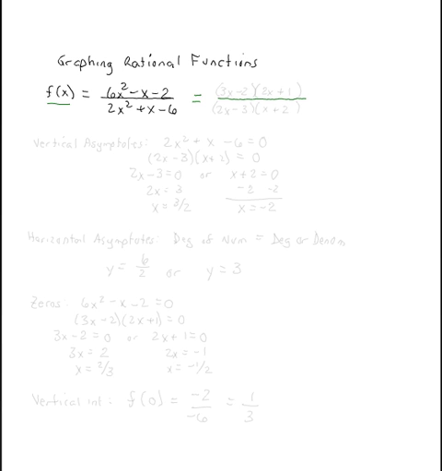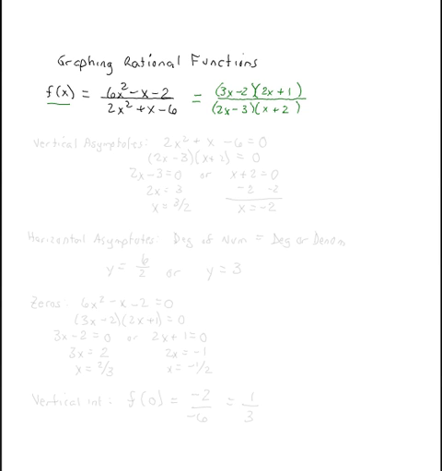6x squared minus x minus 2 is indeed factorable: 3x minus 2 and 2x plus 1. Checking the middle terms, negative 4x plus 3x does indeed give me that negative x. Now 2x squared plus x minus 6, our denominator, in factored form, we'll have 2x times x, and we can go with a negative 3 and a positive 2. That'll give us that coefficient of x for our middle term.